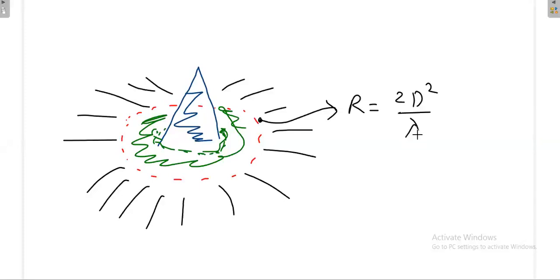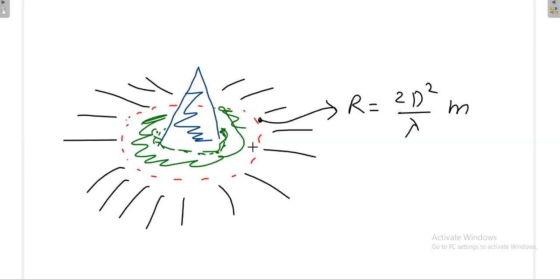Once you know the operating frequency, you can calculate lambda. Then d is the dimension of the antenna. Then you know the distance. Please make sure that the unit is correct, because this is ultimately in meters. Whatever power is available here will stay here only; it will not go to a longer distance. That particular field is called the reactive field or near field.